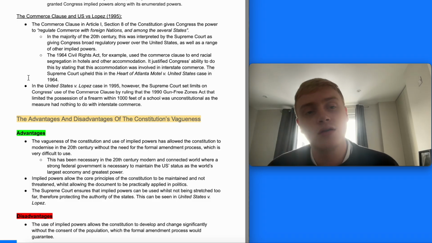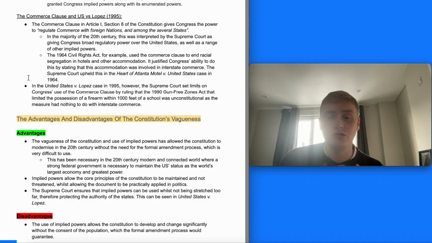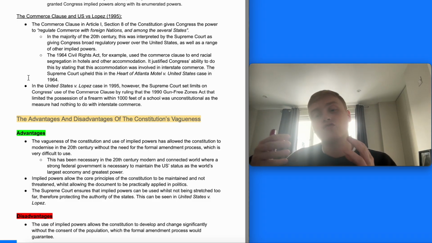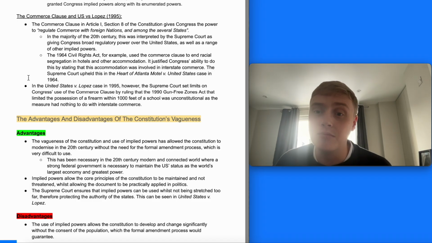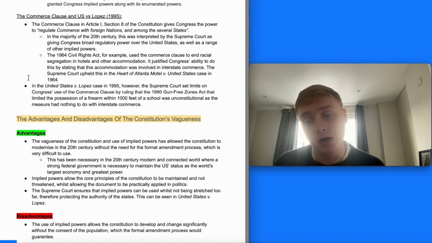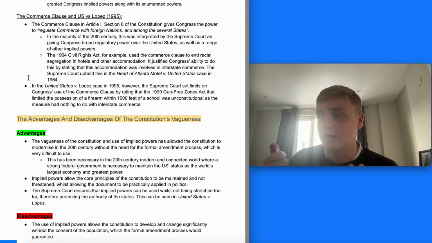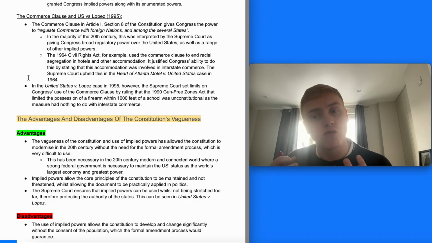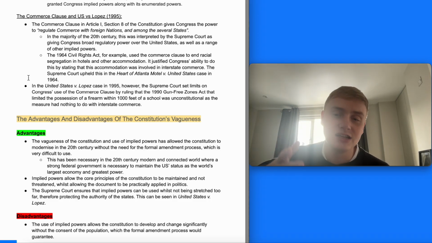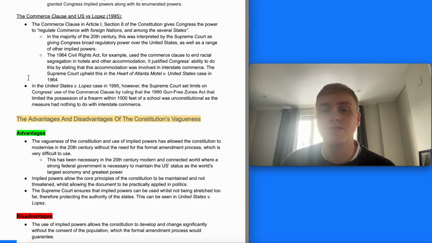So effectively, the Constitution, through the Necessary and Proper Clause and the Commerce Clause, has been stretched to allow Congress to have more powers than was explicitly written down in the Constitution. This was seen as really important in the 20th century to allow the federal government to adapt to a changing society, adapt to modernization, and allow Congress to make a lot of really important laws. But in 1995, you see the first pushback against that with United States versus Lopez.